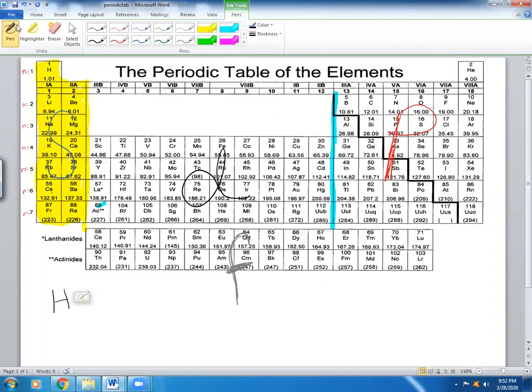So in H, I start with this number right here. That's a 1. What area is this? S. I have 1 electron, so I just write 1. But there's a quick and easy method for you to latch on. This right here is 1 box. So that 1 box means 1 electron. Here it is. So it's 1s1. You're done.